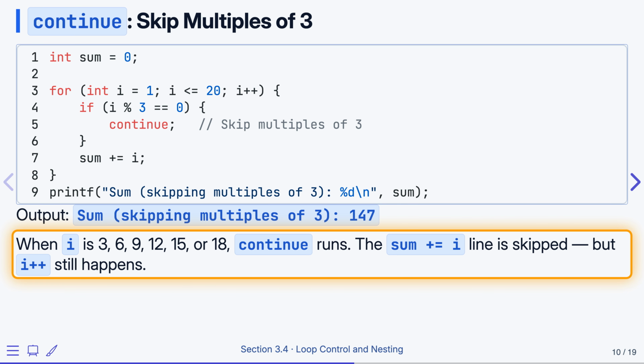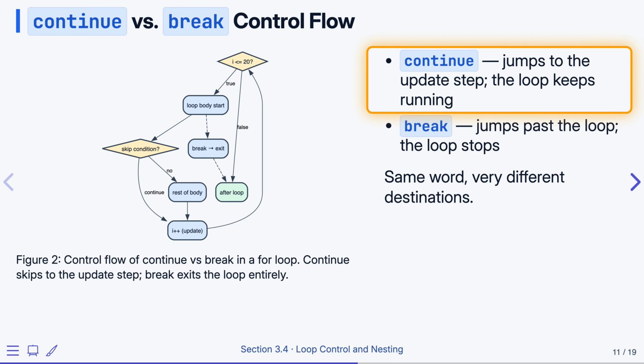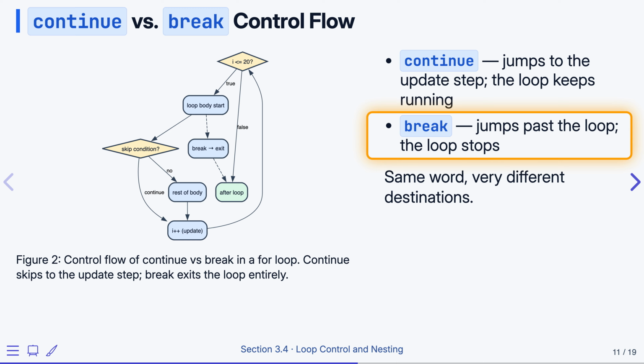This figure puts the two side by side, so you can see the difference clearly. Follow the continue arrow. It goes to the update step, I++, and then back to the condition. The loop keeps running. Now follow the break arrow, shown as a dashed path. It goes straight past the loop, all the way to the code after it. The loop stops. So continue means skip ahead to the next pass. Break means leave the loop entirely. Same kind of statement, but very different destinations.